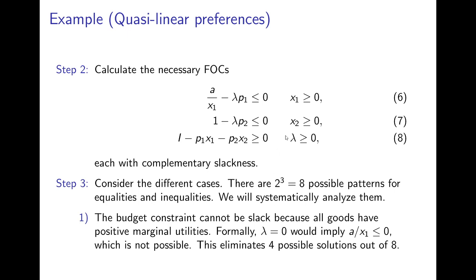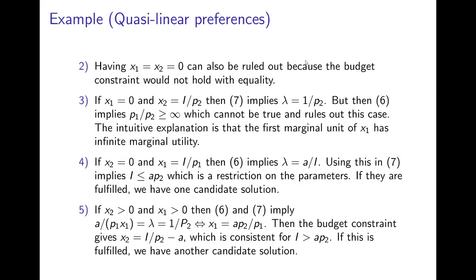Formally, one can also see this, because if lambda were equal to 0, then we plug it in the first constraint. Then the first constraint would tell us that a divided by x1 has to be smaller or equal to 0. In this case, what we have is that this can never be fulfilled, because a and x have both to be positive, so this would not make sense. Now that we ruled out this, we have already ruled out basically 4 combinations, 4 possible solutions of the 8 that we have in general. Now it remains to check the other 4 possible solution combinations.